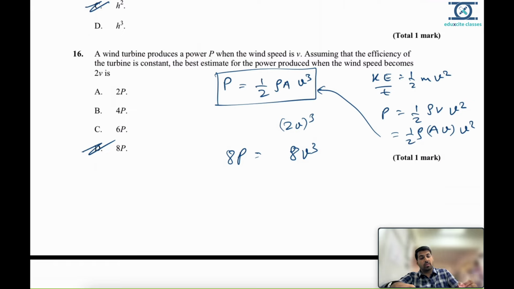You just have to take your velocity as doubled. So double cubed will be 8 times. So 8 times will be the power of the wind turbine if it increases its speed by double.